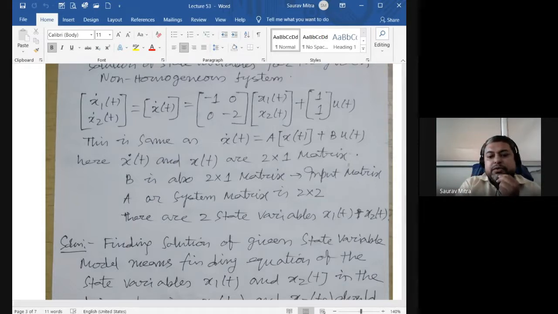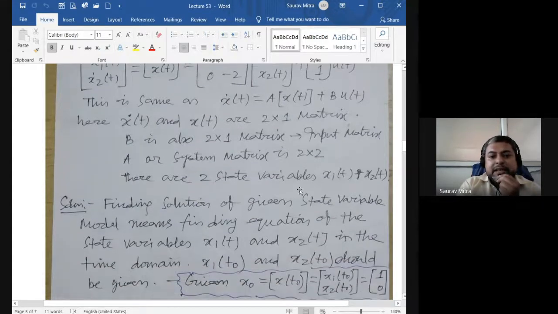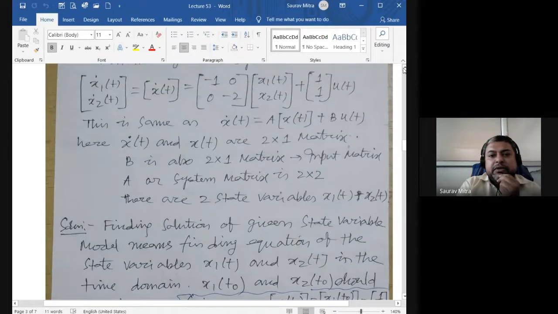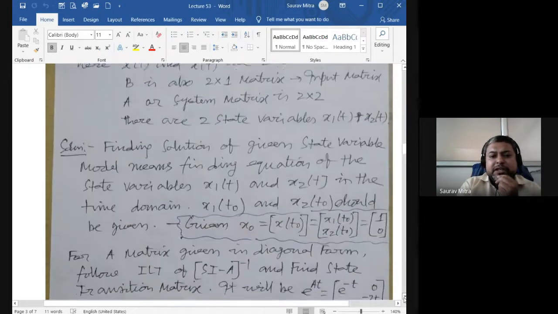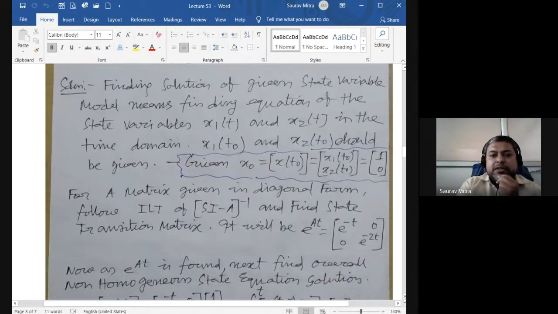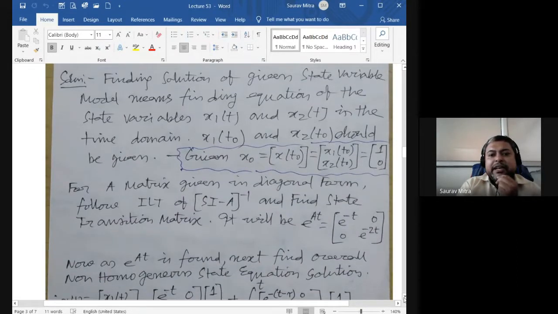Okay, now you are supposed to find the solution with the given input. So input in this case given is ut. So ut you can assume it's a unit step. If nothing is given, you can assume ut as a unit step. So finding the solution of the given state variable model means finding the equation of state variables x1t and x2t in the time domain, where x1 t0 and x2 t0 should be given.